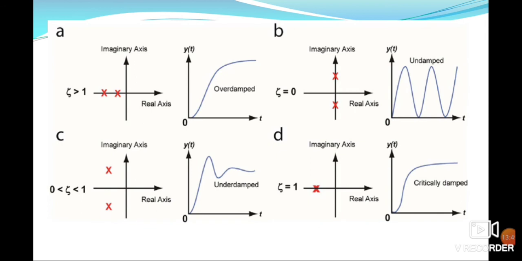So I have provided here a few graphs of the response if poles are located on the left half, on the right half, and how to get the marginal stability. So if poles are located on the left half of S-plane, we will get overdamped response. If poles are located on the imaginary axis, we will get undamped response. If poles are complex conjugate, we will get underdamped response, and if the poles are located on the left hand side and they superimpose each other, we will get critically damped response.